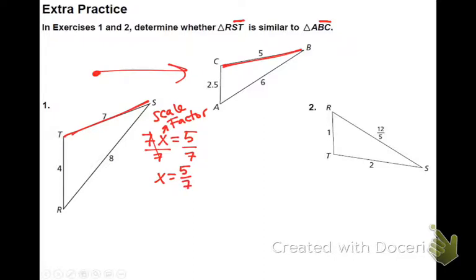All right, pick another side from our first triangle. TR, which is 4. So TR will correspond with CA, which is 2.5. Divide by 4. What is the scale factor?